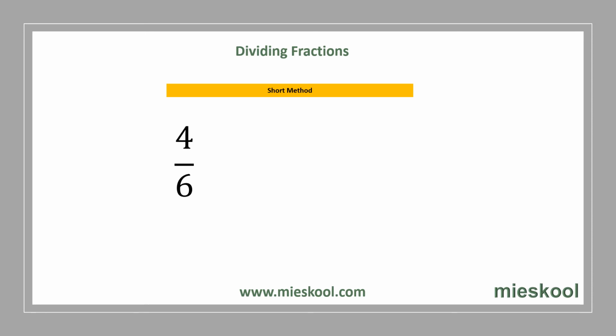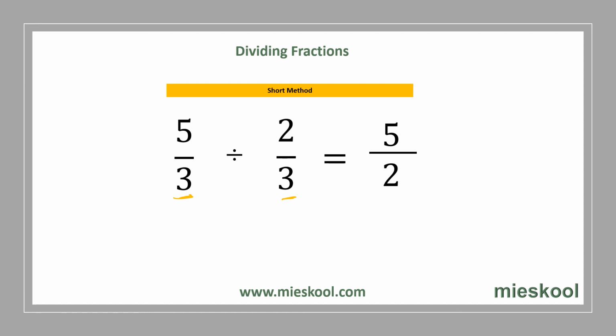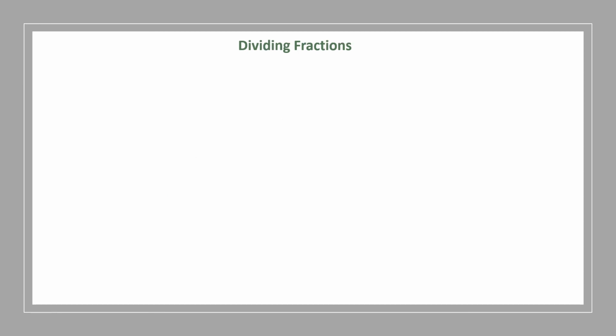I just want to show you some examples with the short method. So let's say we have 4 over 6 divided by 5 over 6. Using the short method, since the denominators are the same here, we can quickly get the answer as 4 over 5. Let's take another example. So we have 5 over 3 divided by 2 over 3. Using the short method, since the denominators are the same, we can simply use the numerators, the first numerator, which is 5, over the second numerator, which is 2.